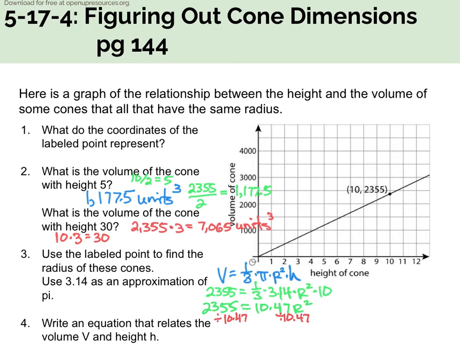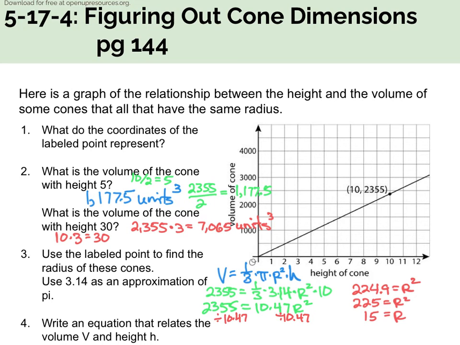And we are going to get for our r squared, sorry, let's write it the other way around. We're going to get 224.9 equals our r squared. So let's round that up just a tiny bit to help us out. So we're going to say 225 equals r squared. The reason why is one number multiplied by itself makes 225. Oh, that's 15. So our radius is going to end up being 15.